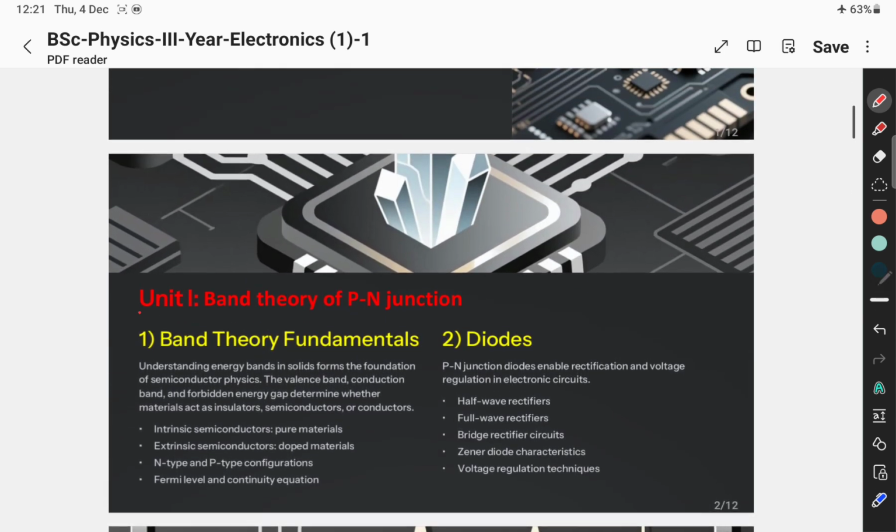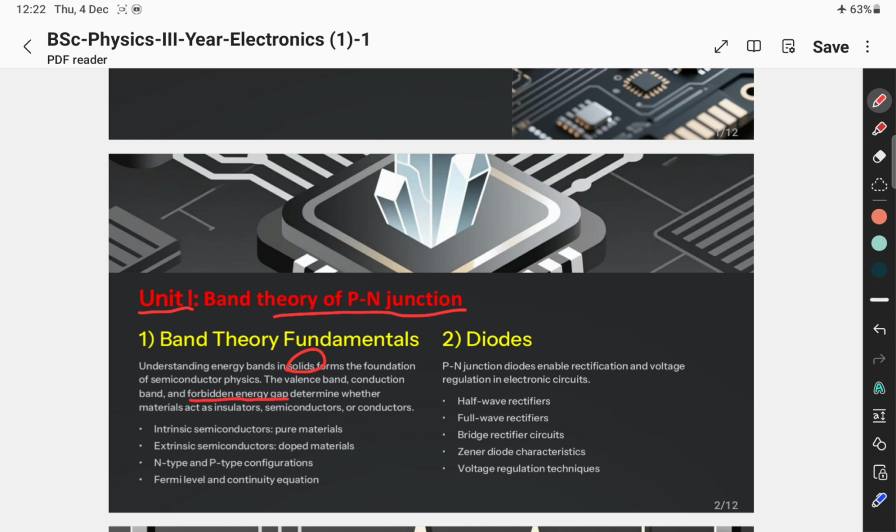The first unit is going to be band theory of p-n junction. This unit introduces the idea of energy bands in solids. Here you will explore how electrons occupy the valence band and how they move to the conduction band, what the forbidden energy gap is, and how the energy gap can decide what the material is.